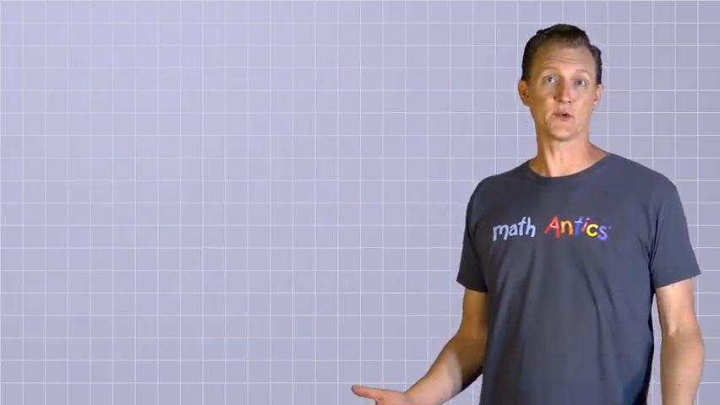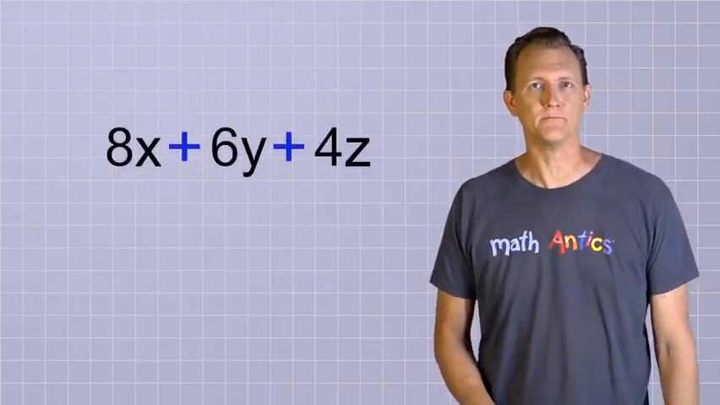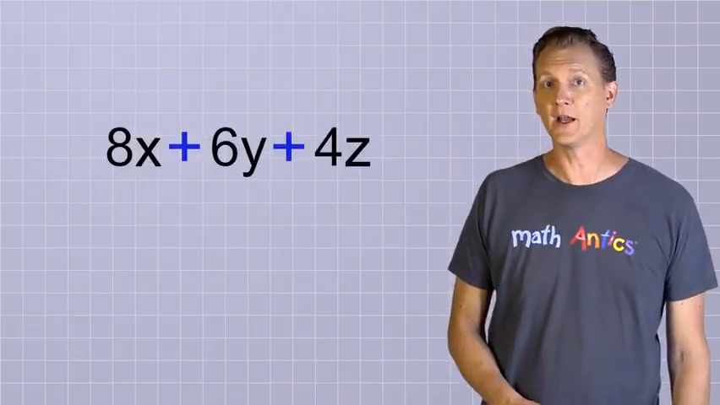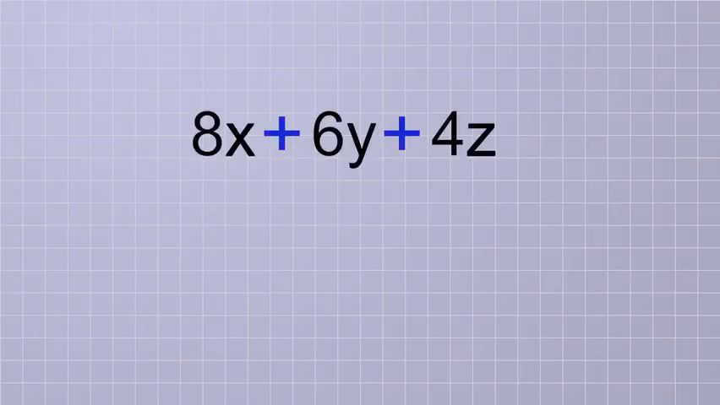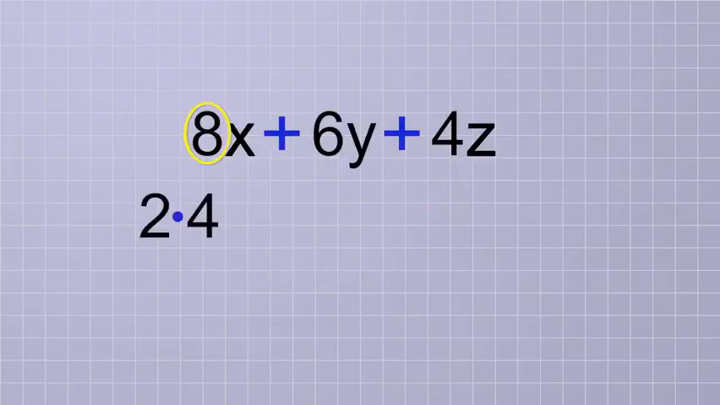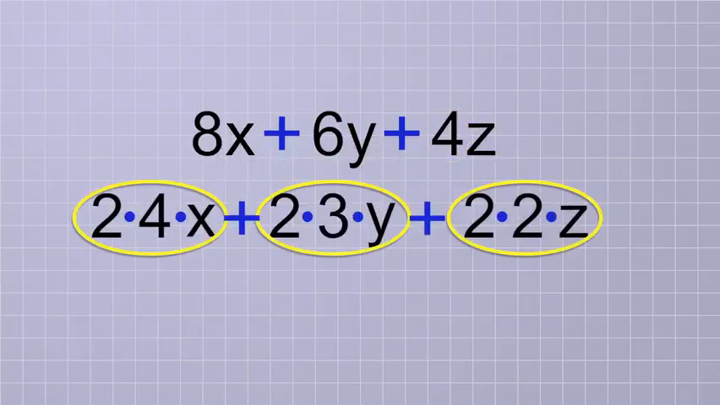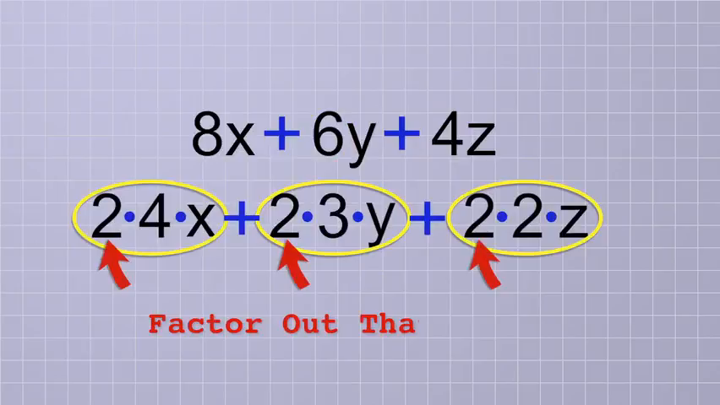And it works in cases where it's not quite so obvious too. For example, look at this polynomial, 8x plus 6y plus 4z. Notice that each of the number parts of this polynomial is an even number, which means it contains a factor of 2. 8 is 2 times 4, 6 is 2 times 3, and 4 is 2 times 2. So each of these terms has a common factor of 2, and that means that if we want to, we can factor out that 2.